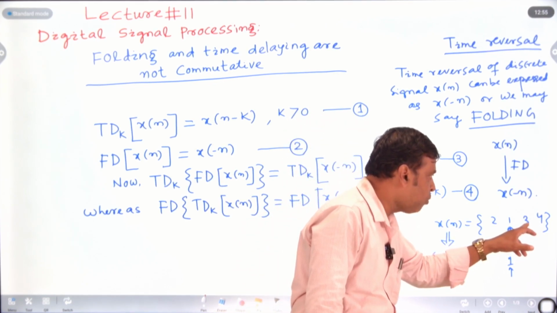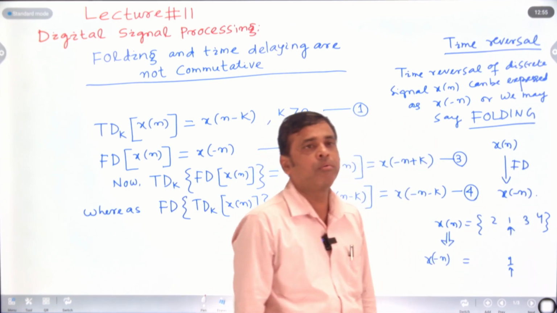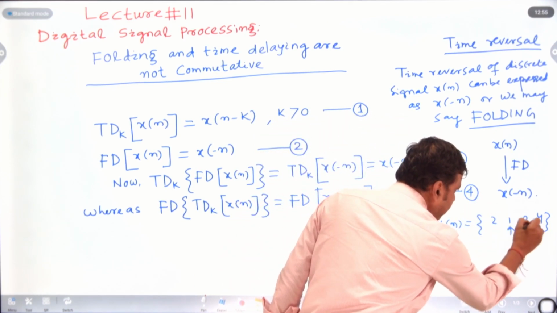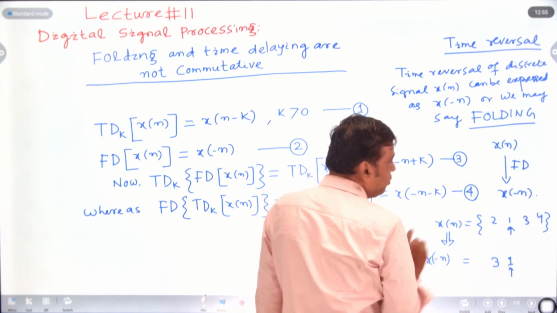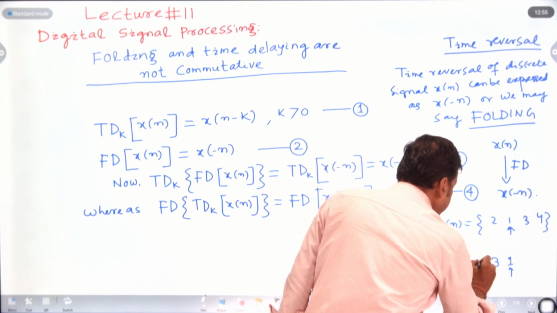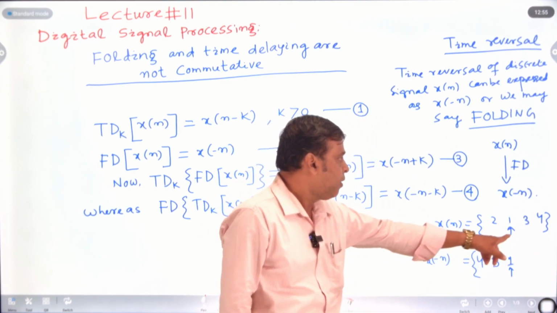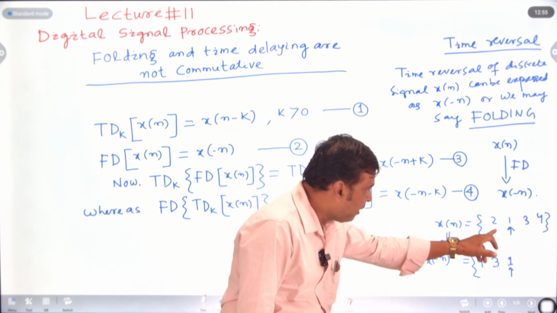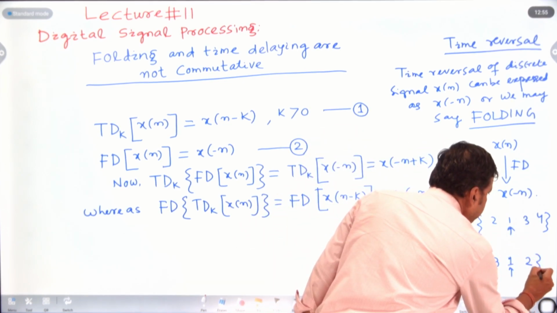Whatever is at n equal to 1 becomes n equal to minus 1, and whatever is at n equal to minus 1 becomes n equal to 1. So it is swapping. The value 3 at n equal to 1 moves to n equal to minus 1 after folding. The value 4 at n equal to 2 becomes n equal to minus 2 after folding. Whatever is at n equal to minus 1, 2 becomes n equal to 1, which is nothing but 2. So this is nothing but folding.